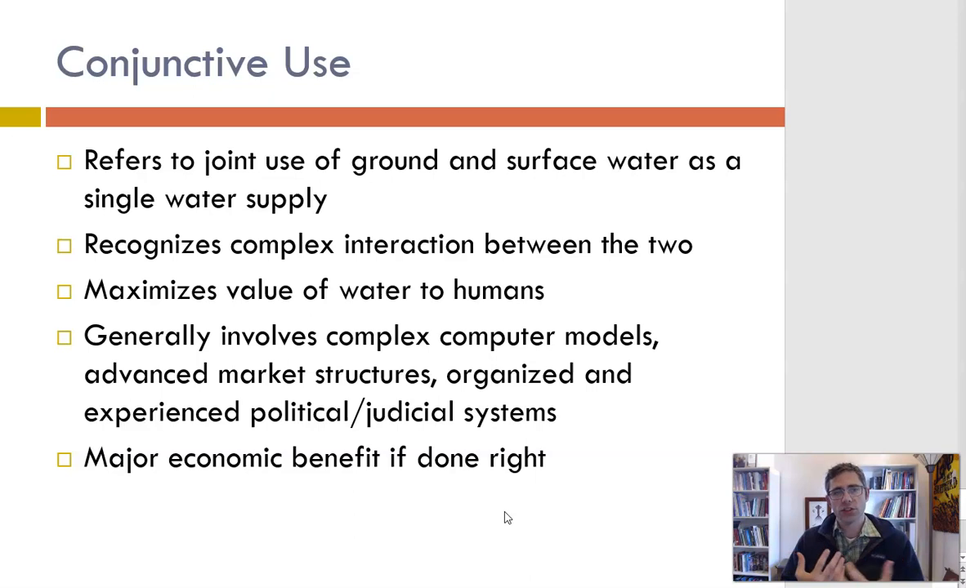This is kind of the future of water supply and water management, especially in places like the American West and other arid areas of the world. If we're really going to maximize the benefit of the water resources we have, it requires thinking about our resources in a much more complex and nuanced way than we've traditionally done. And this requires institutional change, as well as a lot of technology and understanding of what's really going on.